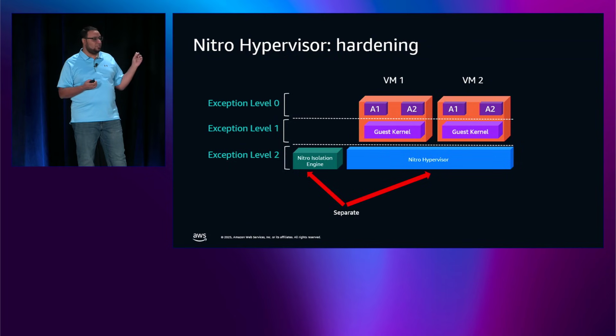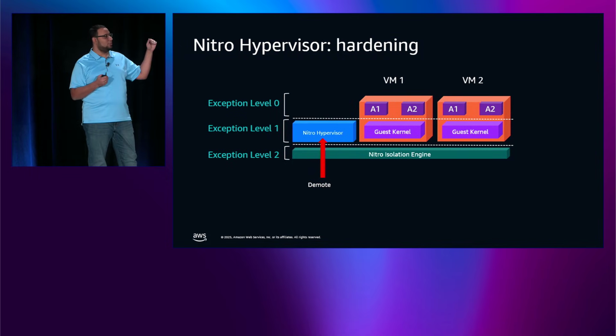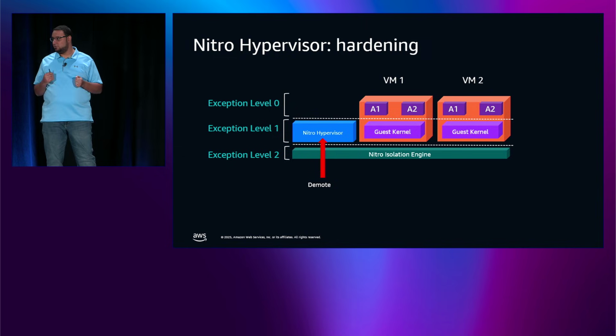None of these privileges are actually needed to function if you're not isolating customer data. And this is why the second step is to actually demote the hypervisor and lower access to all the privileges that are there in exception level 2.